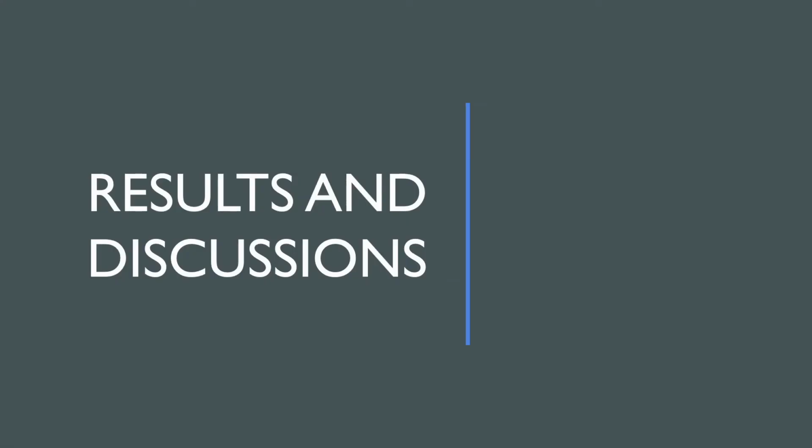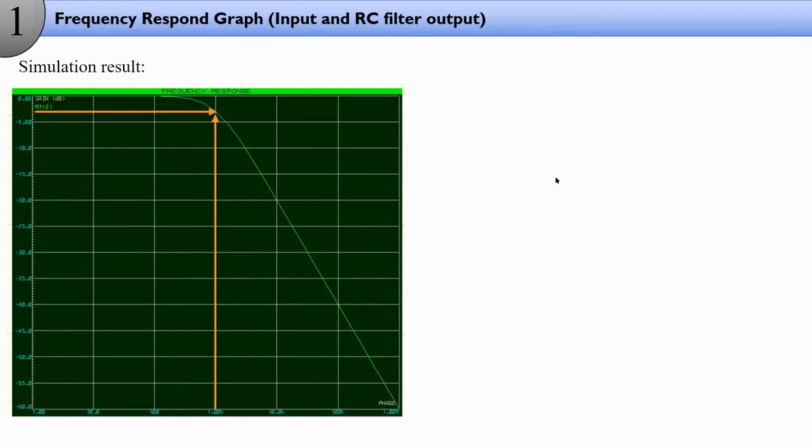So now I'm going to show you some of the results that I have received from this RC filter circuit, and I'm going to discuss in as much detail as I can in this presentation. Okay, so the first one is the frequency response graph of the initial input and the RC filter output. From here, we can see that we get our cutoff frequency of 1 kHz.